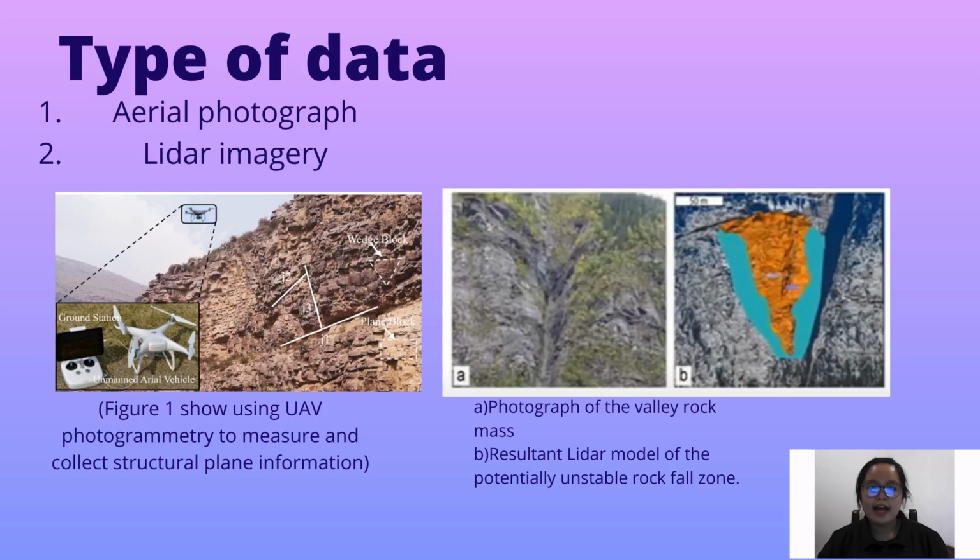Type of data include aerial photographs and LiDAR imagery. Figure 1 shows using UAV photogrammetry to measure and collect the structural plane information. And figure 2, A is the photograph of the variant rock mass, and B is the resulting LiDAR model of the potentially unstable rockfall zone.